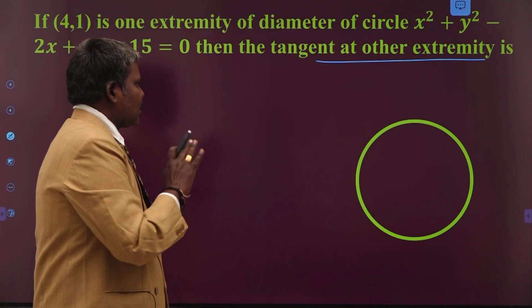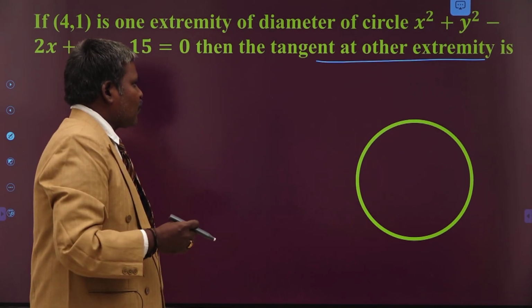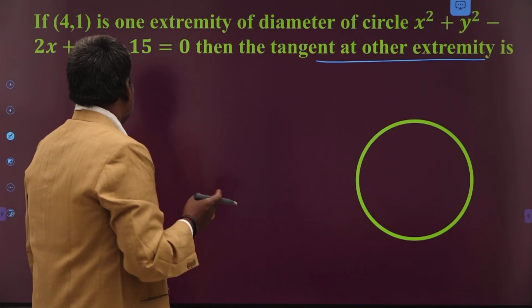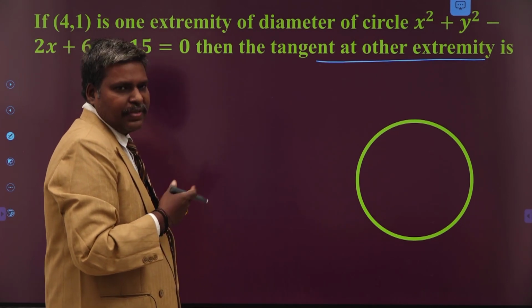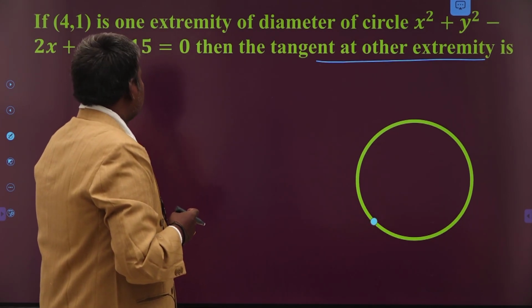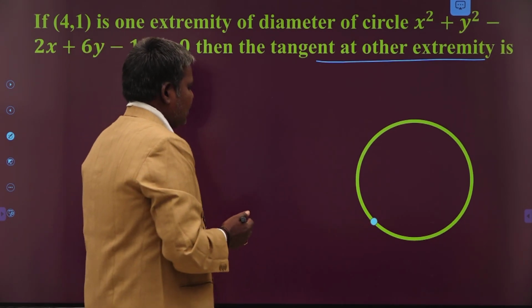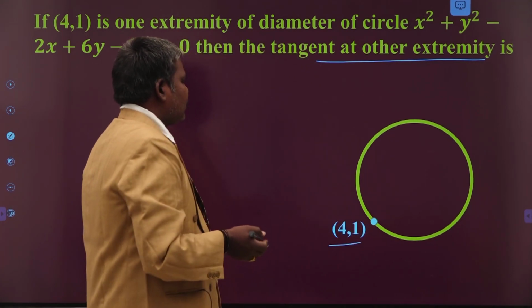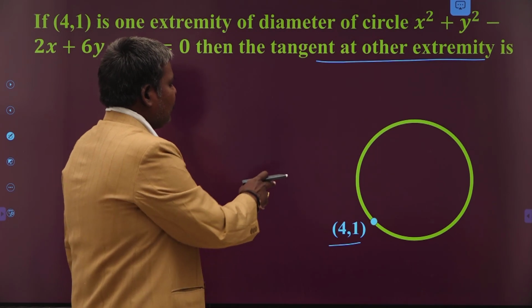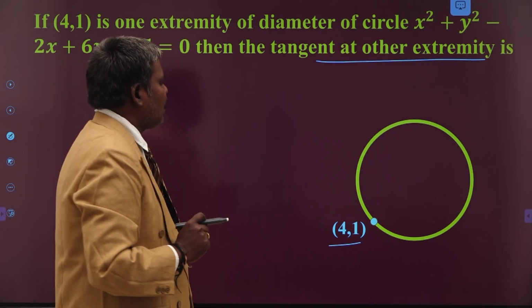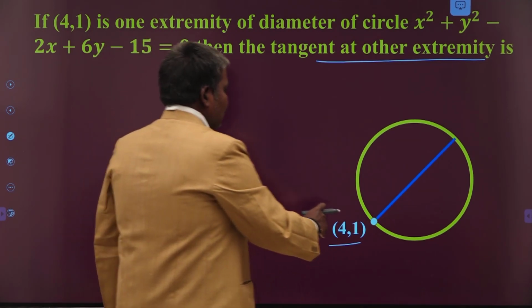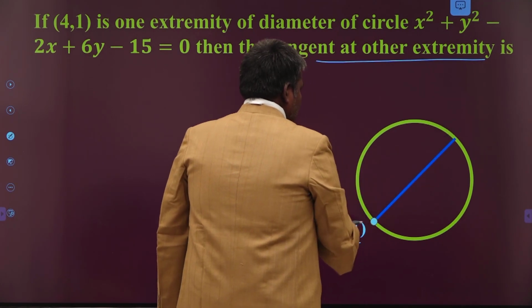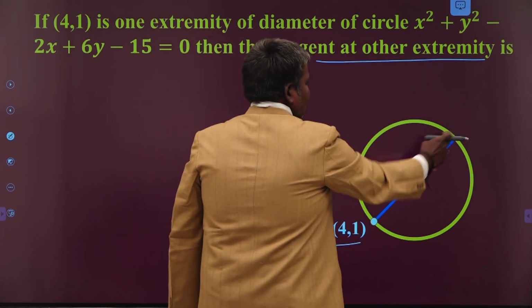See here, this is the circle equation x square plus y square minus 2x plus 6y minus 15 equal to 0. Now, this is the given point 4 comma 1, say. This is the point 4 comma 1. We have to find out the tangent at the other extremity of the diameter which is passing through 4 comma 1. See here, this is the diameter of the circle passing through this. This is your other extremity.